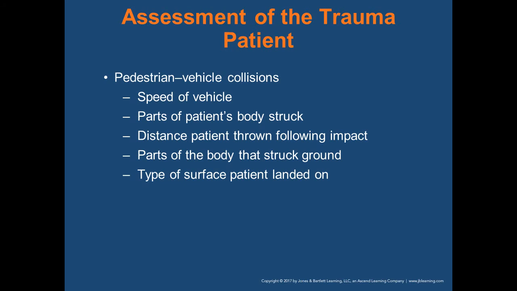So as we look at our auto pedestrian, recognize that speed is significant. Anything greater than 20 miles an hour can cause severe injuries. What part of the body was struck? We talked a little bit about upper body, lower body, distance the patient was thrown following the impact, can give you a hint as to how much injury they've had, and then the type and surface that the patient landed on. Did they get knocked into the side of the road where the weeds and stuff are a little softer landing, or did they end up on the asphalt?